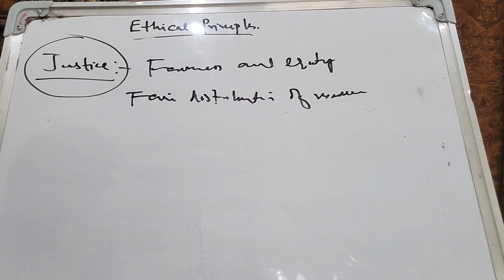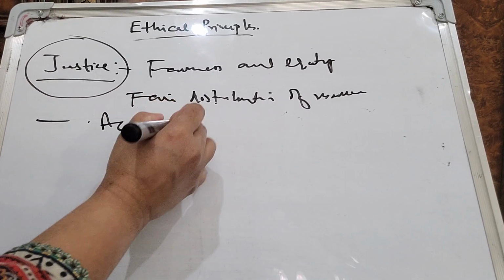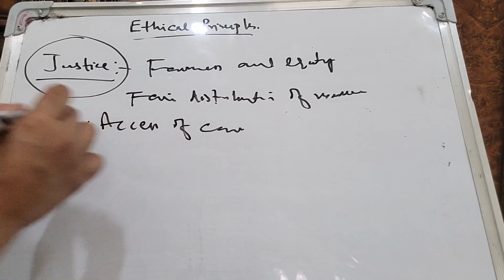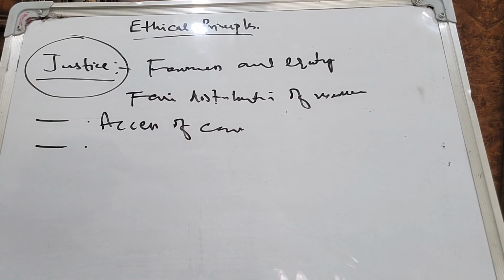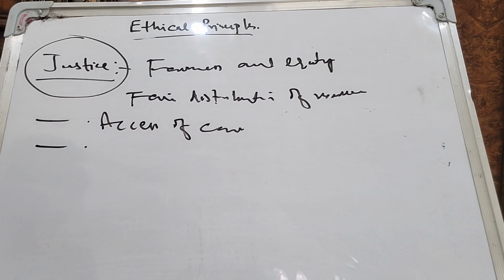So ensuring fair distribution of resources, for example, the access to care. It is not like one patient is getting everything but the other patient has no access to care. So access to care must be equal for every patient.